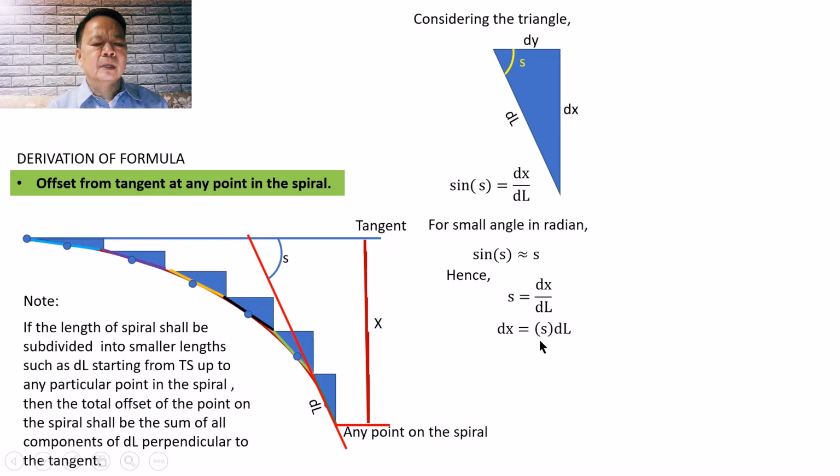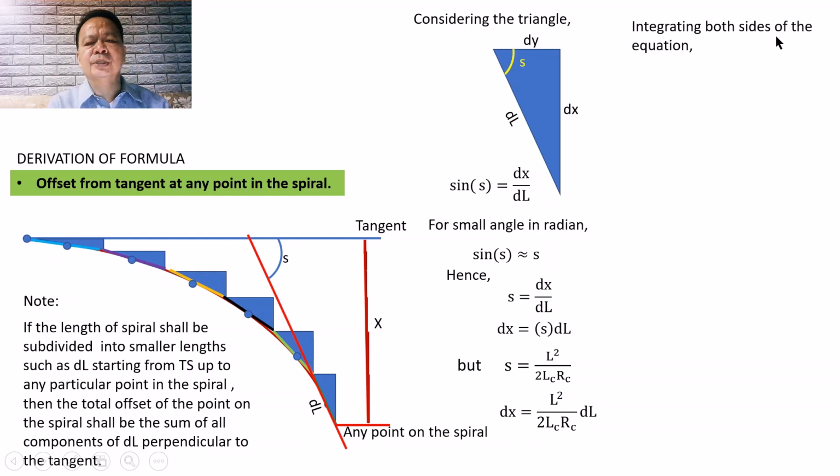But earlier, we just solved for the value of S, and that S is equal to L square over 2 L sub C R sub C. Now, if we substitute this here for S, what will happen? Our dx will become L square over 2 L sub C R sub C multiplied by dl. So what shall we do then? Because this is a differential equation, we can solve for x by integrating both sides of the equation.